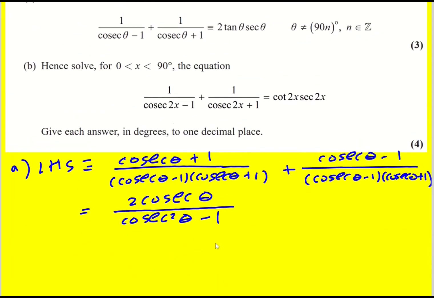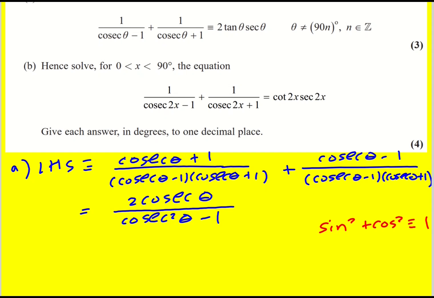There's still quite a lot to do because we've got a tan and a sec in the answer, and at the moment it's just cosec. So let's think about any identities. You might know them off by heart. I don't. I just always derive them. So sine squared plus cos squared is 1. All right, I know that one.